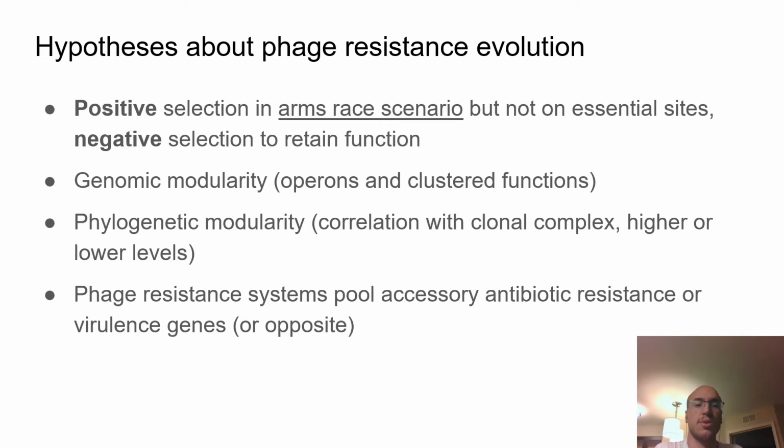and there could be higher or lower levels of phylogenetic organization that correlate with particular phage resistance genes or alleles. Finally, I hypothesize there to be some kind of pooling effect of phage defense systems. It could be clades with a single phage defense system will pool accessory antibiotic resistance or virulence genes and prevent other clades from acquiring them, or the opposite. They prevent the gain of these genes from other clades.